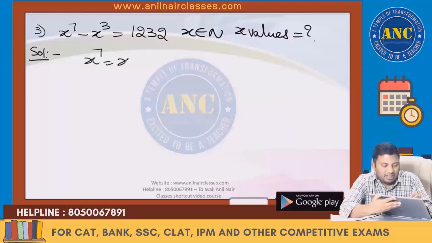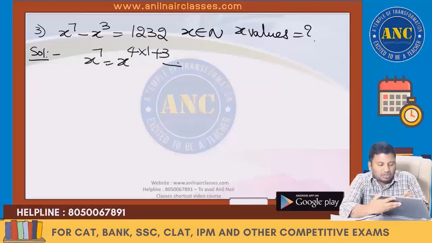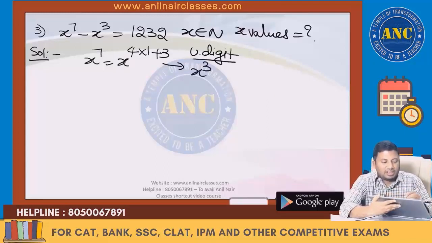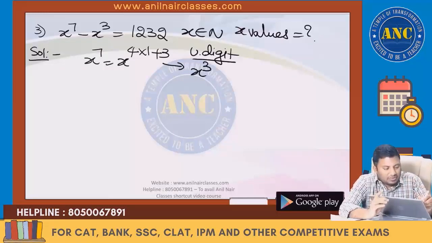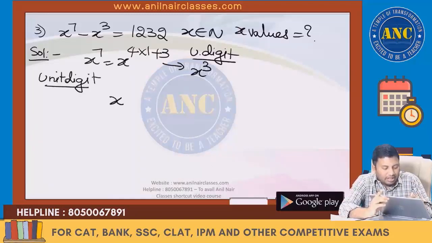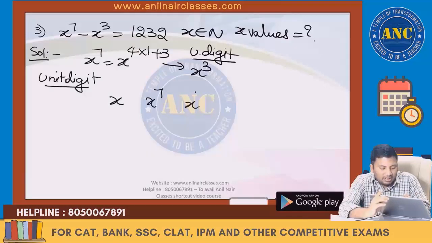X power 7 is nothing but x power 4 into 1 plus 3. So the unit digit of x power 7 is nothing but the unit digit of x cube. X power 7 is nothing but x cube. That means, for example, if I take the unit digits, x power 7, x power 3, right?